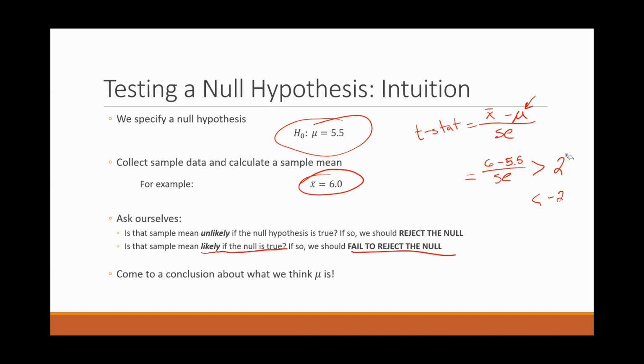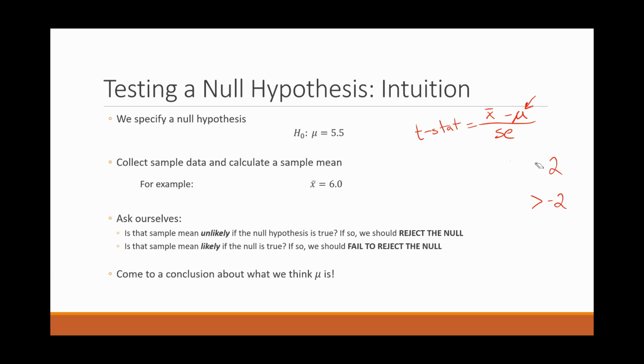So that would be if we calculated our t-statistic or our z-statistic and they were less than, let's say, 2 or greater than -2. So if our t-statistic is not super big in magnitude, well, that means that our sample mean is pretty likely under the scenario that the null is true, in which case we will have no reason to reject the null. All right, that's the intuition.